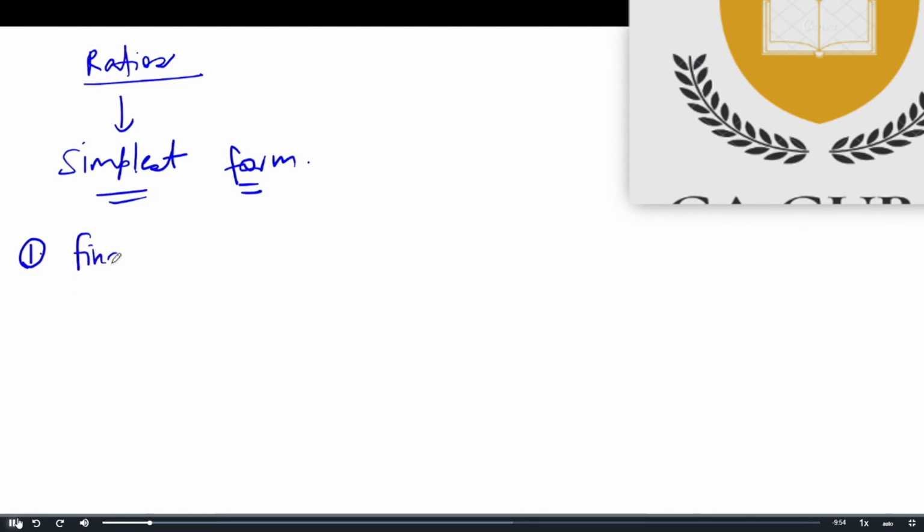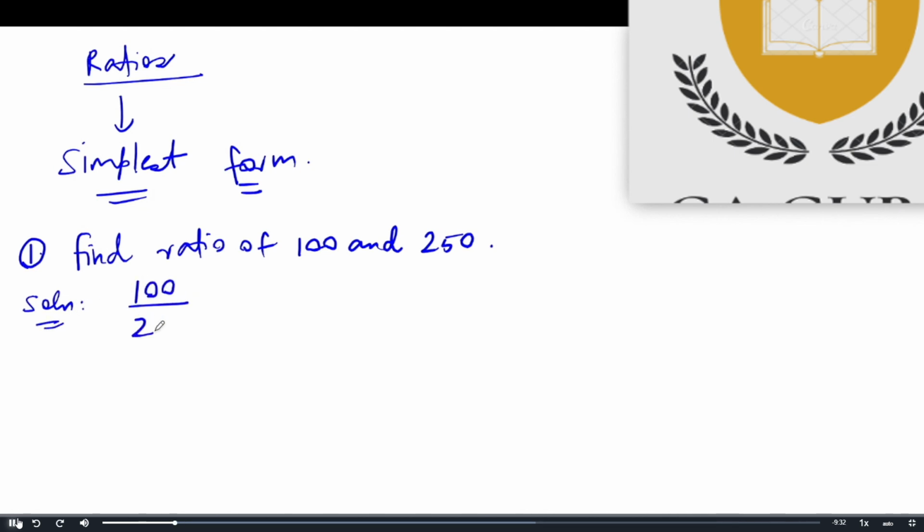The first question is, find the ratio of 100 and 250. Now the solution: 100 by 250 is equal to, we have to find the simplest form, 2 by 5. This is the ratio.